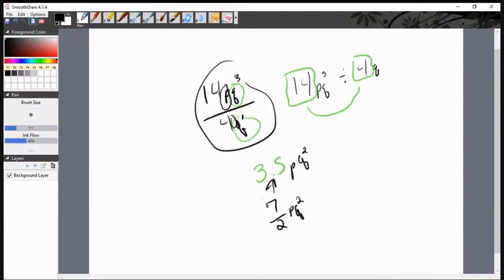Right? So again, find your coefficients, which are these numbers, divide them if it's a division problem, right? And then once that's done, find your variables with like bases, or find your exponents with like bases and subtract them. And any variables that don't have like bases, just carry them over to your answer. Does everybody understand?